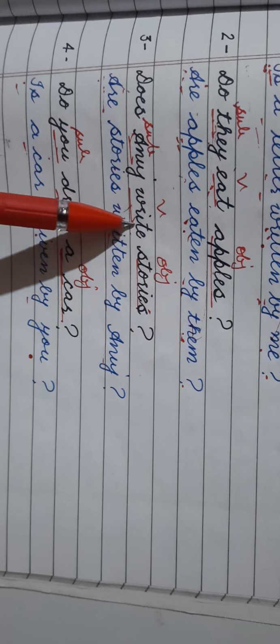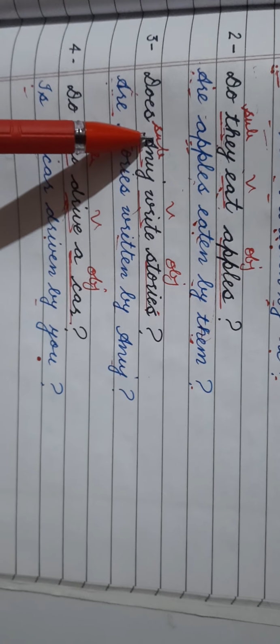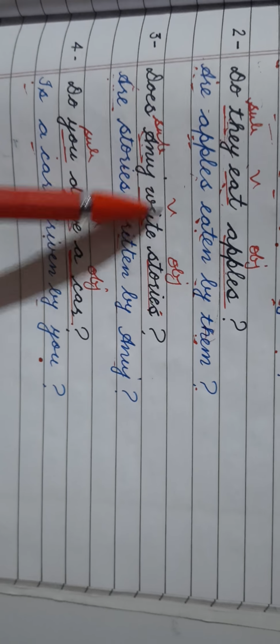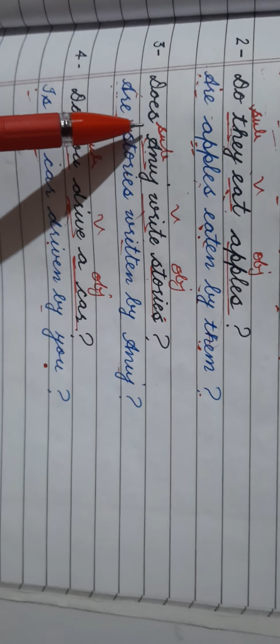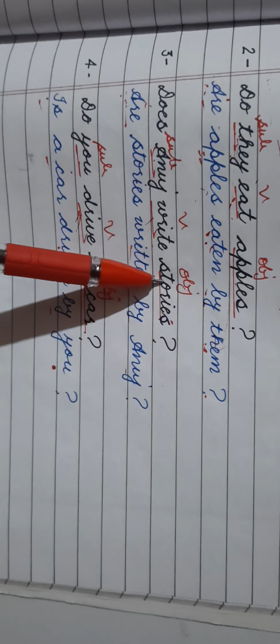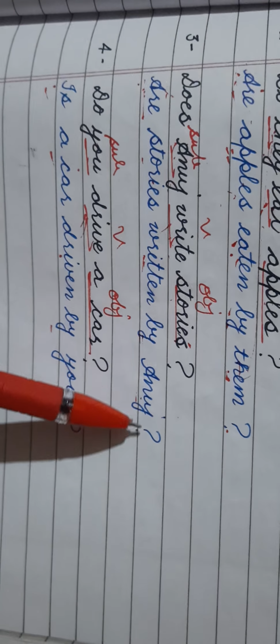Does Anuj write stories? Anuj is the subject, write is the verb, stories is the object. First the form of be, are, then the object stories, then the third form, written, then by and at last Anuj, then a question mark.